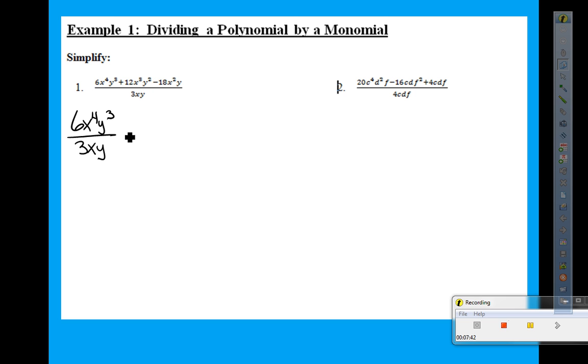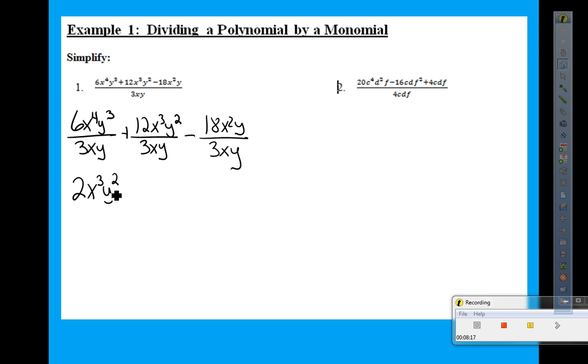Now I'm going to do the next term. Plus 12x cubed y squared all over 3xy, minus 18x squared y all over 3xy. So I just put each term over the denominator. Now we're going to quickly simplify this. 6 divided by 3 is 2. X to the 4th over x is x to the 3rd. Y cubed over y is y squared.